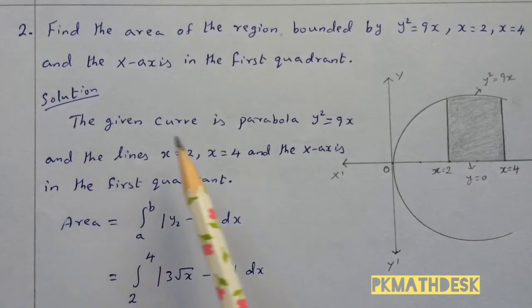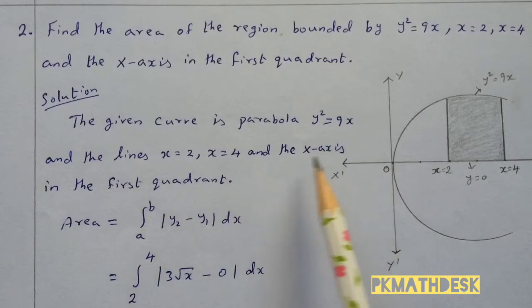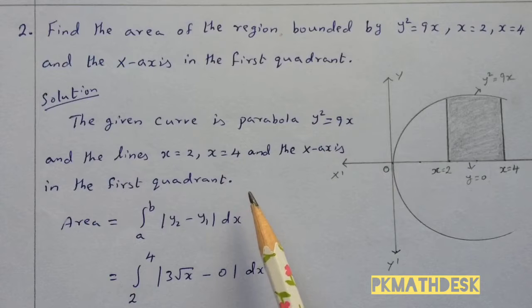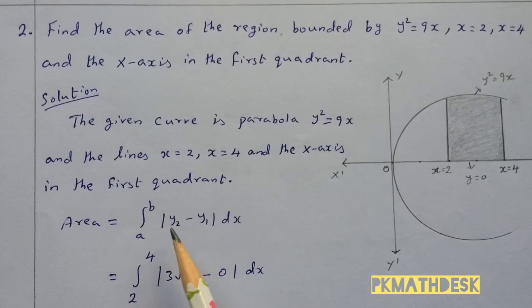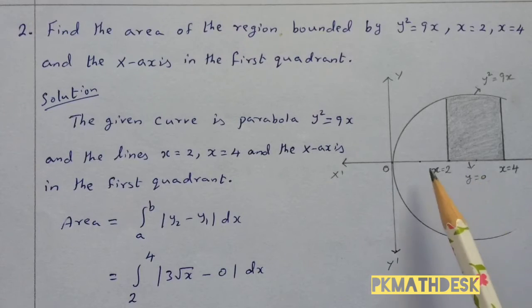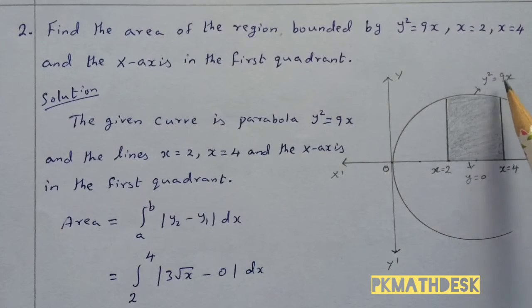Okay. Solution. The given curve is a parabola y square equal to 9x and the lines x equal to 2 and x equal to 4 and the x-axis in the first quadrant. The given diagram is symmetrical about the x-axis and passes through the origin. So area equals integration from a to b of modulus of y2 minus y1 into dx. That is equal to integration from 2 to 4 of modulus of 3 root x minus 0 into dx. The lower curve is the line y equal to 0, the upper one is y equal to square root of 9x, that means 3 into root x.